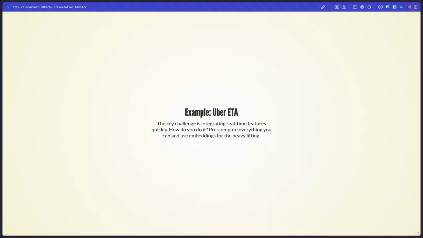Let's say there is an Uber ETA diagram, and the real challenge here is not just getting a prediction, it's getting a prediction that uses real-time data like traffic, and getting it pretty fast. So with embeddings and pre-computation, you do all the heavy lifting ahead of time, and then you can be lightning fast when it matters.